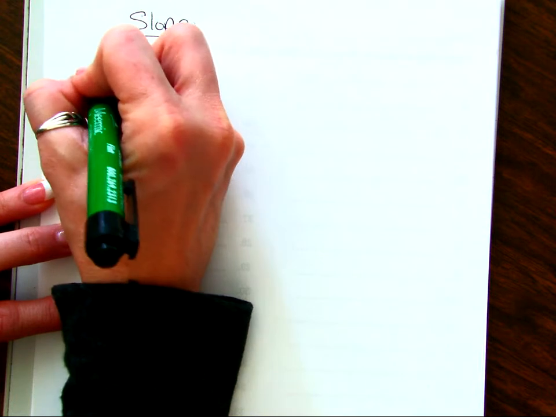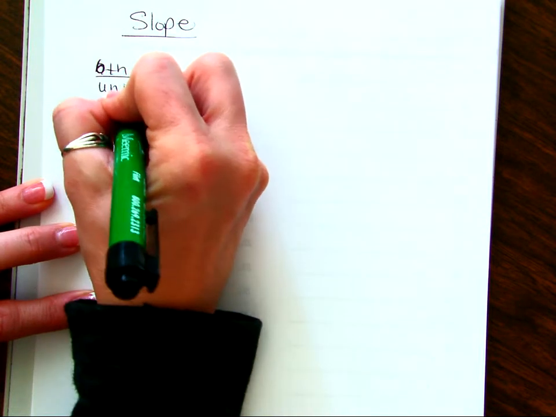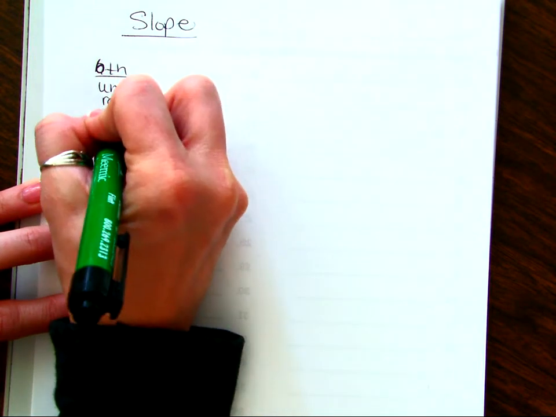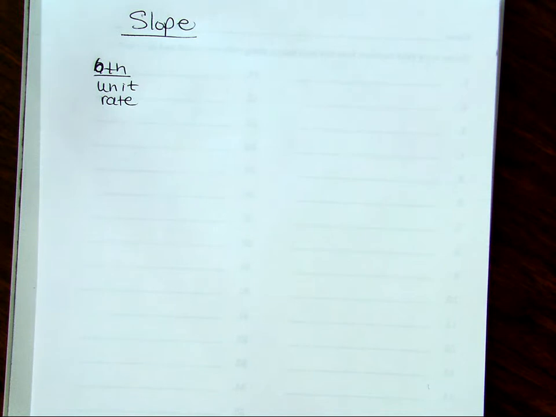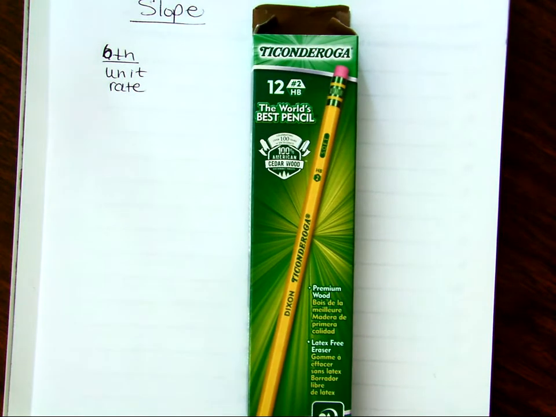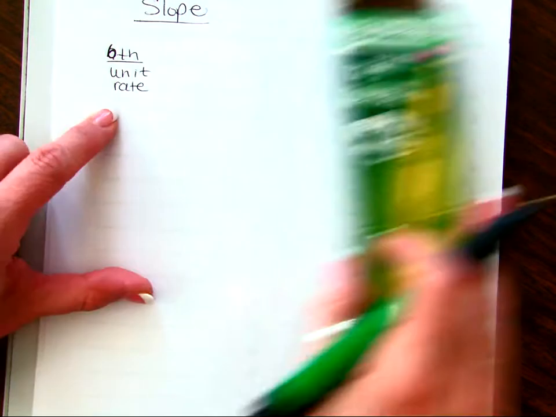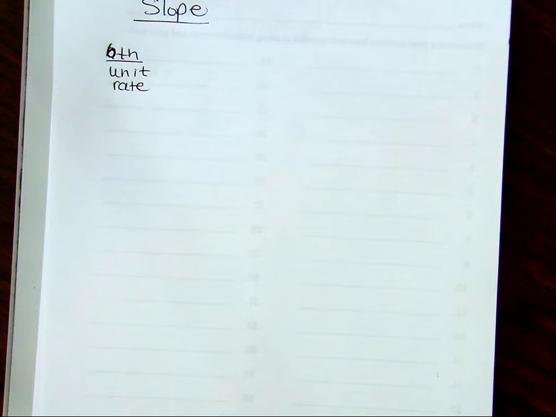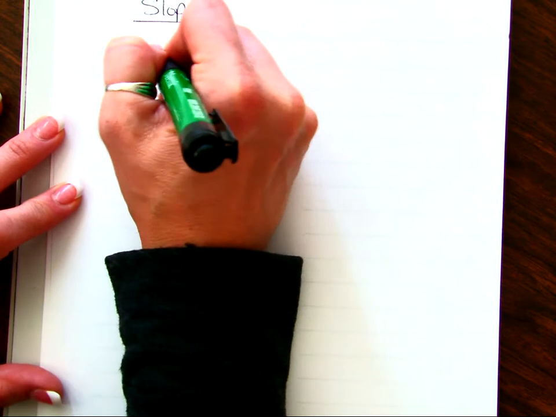Actually, let's go back to 6th grade. This is probably 6th grade, isn't it? Ms. McClendon, Mr. Seville, they said, hey guys, here's what unit rate is. It means how much for one. Here's a box of pencils. You can get 12 pencils in this box, and this box costs $2.49. How much for one? So in 6th grade, you learned what a unit rate was, right? And you knew it was how much for one.